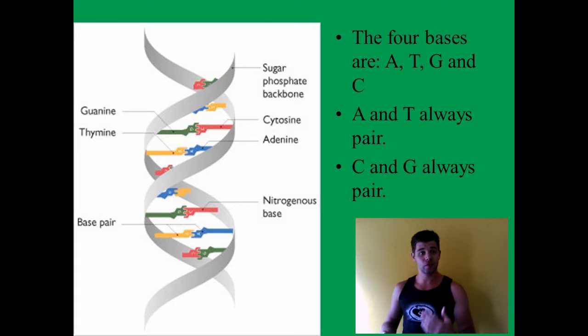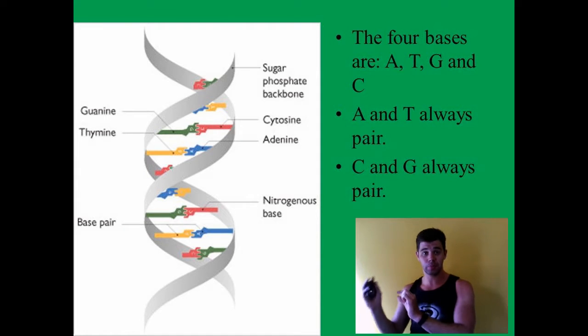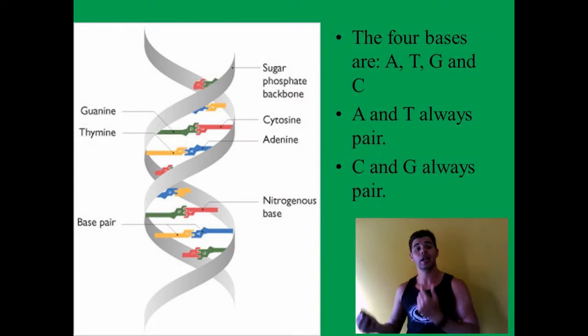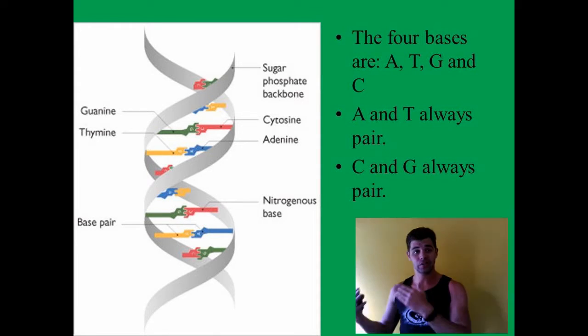You've got 4 of these which are responsible for coding everything that your body does and every feature that your body has. So they are guanine, thymine, cytosine and adenine, and they bind together in a particular way. Adenine and thymine will always bind together. A and T will always pair. If you look at this picture, the yellow thymine is bound to the blue adenine. They will always bind together, and likewise C and G, cytosine and guanine, will always bind together as well. If you look at the red cytosine and the green guanine, they're always bound together.